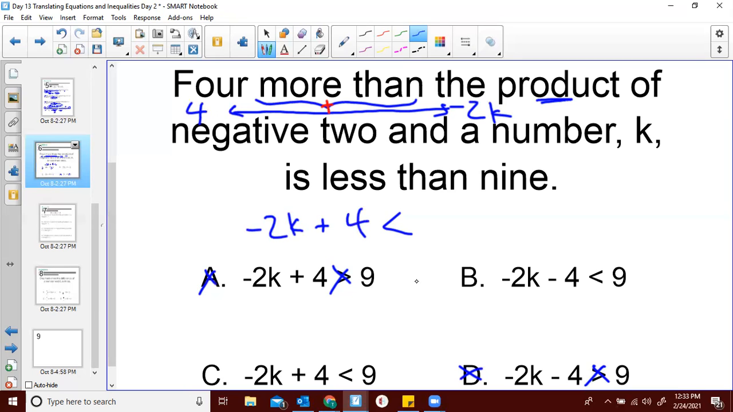And from here, honestly, you have enough to solve the problem. We know that B is not going to be out because we have a negative there. So the correct answer is C. And all we would have had to do is put a 9 in anyways.